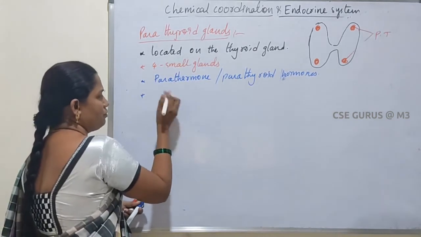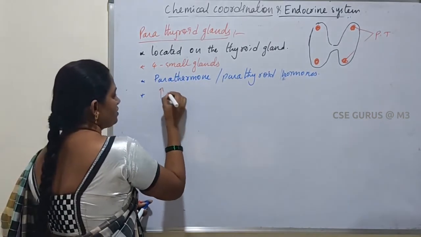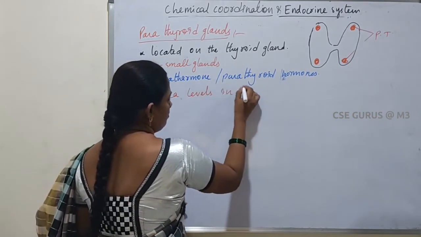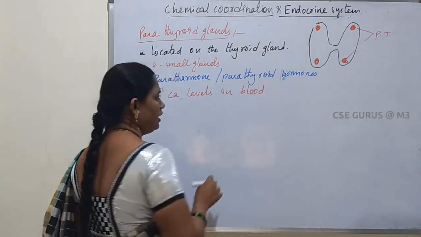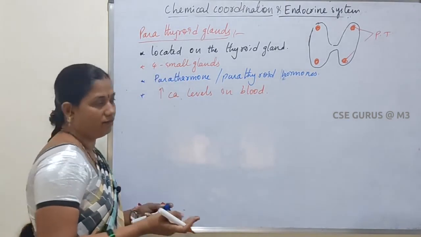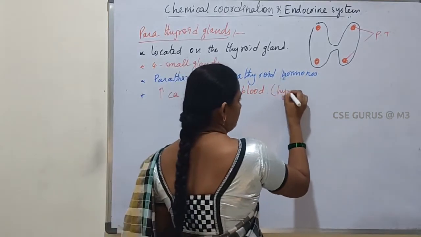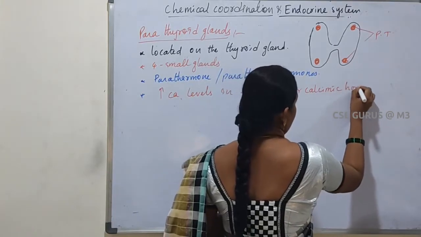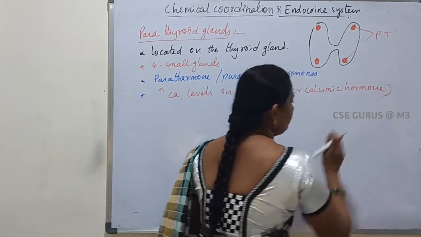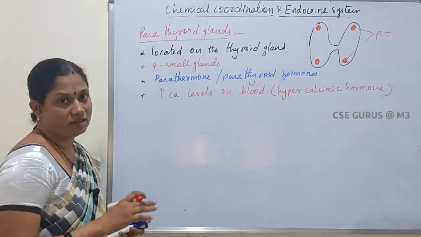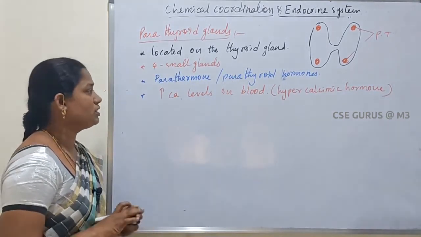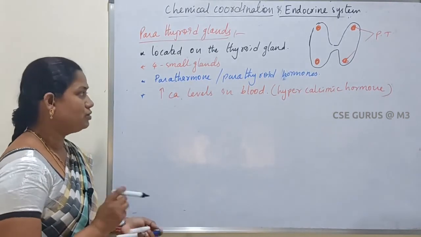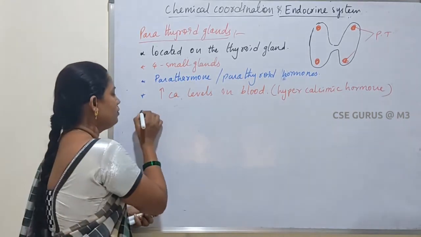mainly this hormone increases the calcium levels in blood. Okay, it increases the calcium levels. So that's why this is called hypercalcemic hormone, because it increases the calcium levels in blood. So how does it increase the calcium levels in our body?